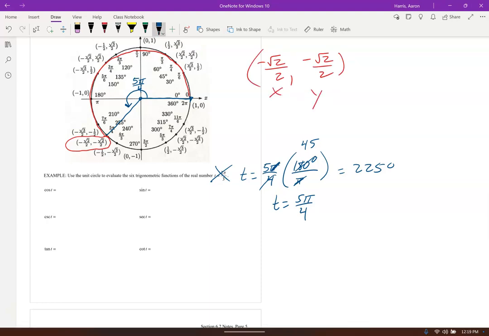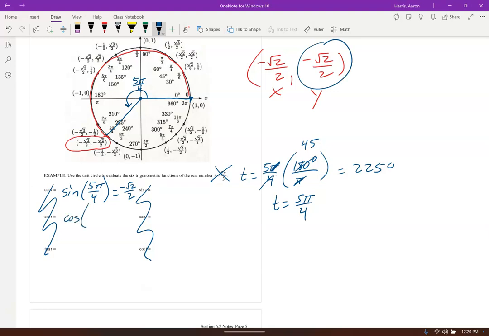So let's start with the sine. The sine of 5 pi fourths would be the y value, negative root 2 over 2. The cosine would be the x value, negative root 2 over 2. The tangent will be sine over cosine, which in this case is 1, right? It's the same thing, negative root 2 over 2 over negative root 2 over 2.